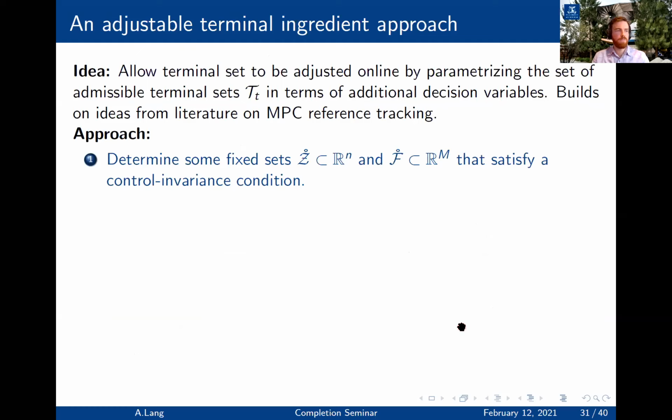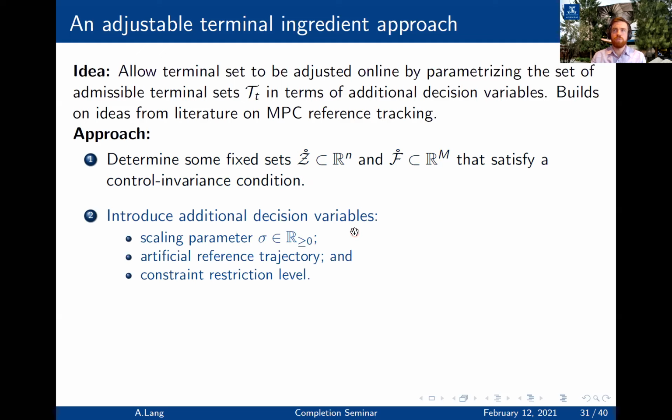So the idea to overcome these limitations is to actually allow the terminal set to be adjusted online. And we do this by parameterizing the set of admissible terminal sets in terms of additional decision variables. This builds on ideas from the literature on MPC reference tracking. And here we'll just outline the approach, which is to determine some fixed sets, now we're calling ZO and FO, that satisfy a control invariance condition, where this control invariance condition does not have the requirement of being inside that infinite intersection of the constraint sets.